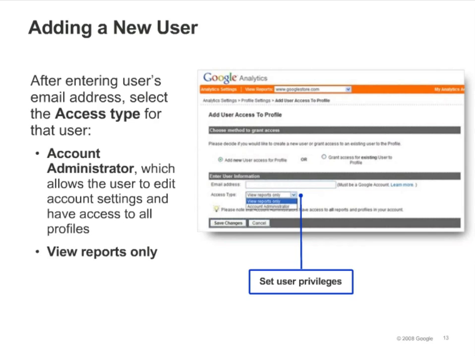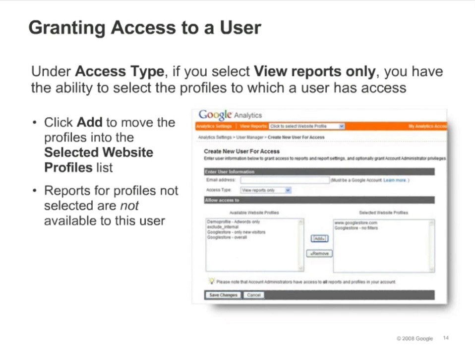Use the Access Type dropdown to select the level of access you want to give the new user. You can either grant read-only access to certain reports, or you can make them an administrator. Remember that administrators can view all reports and modify account settings. If you select View Reports Only, the interface will show you a list of all profiles associated with your account. Select the profiles you would like this user to have access to and click the Add button to apply your changes.